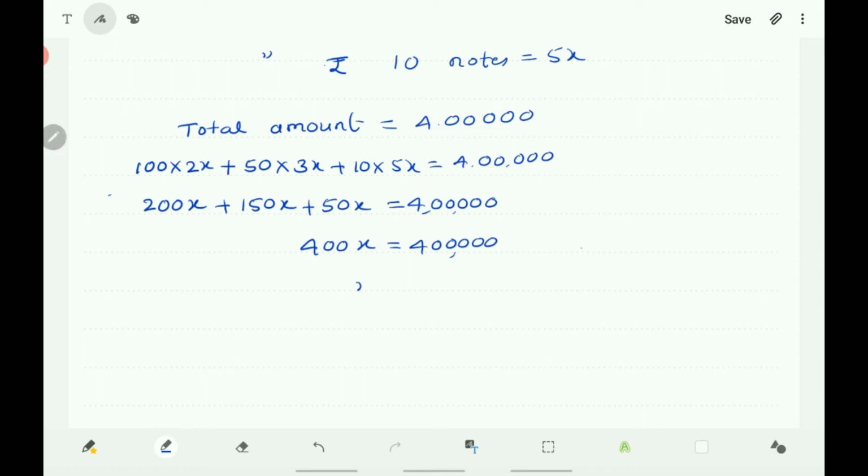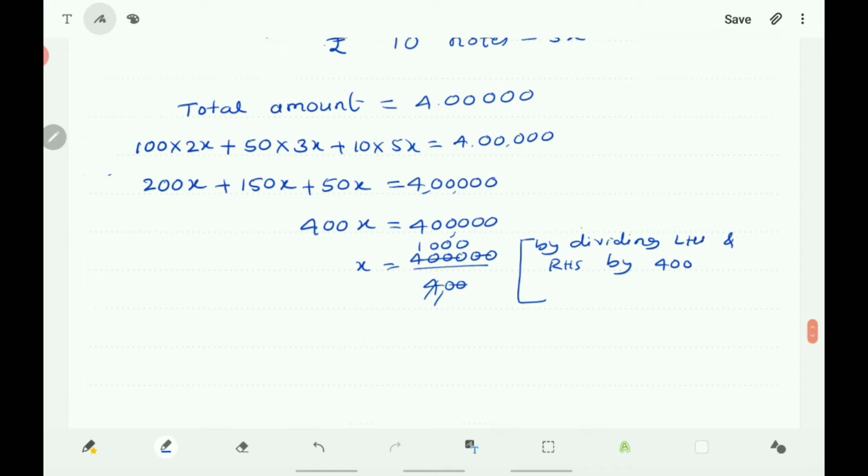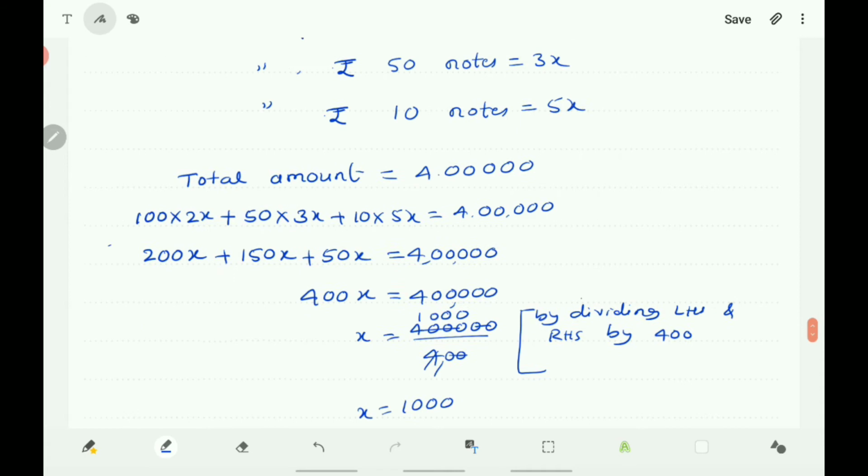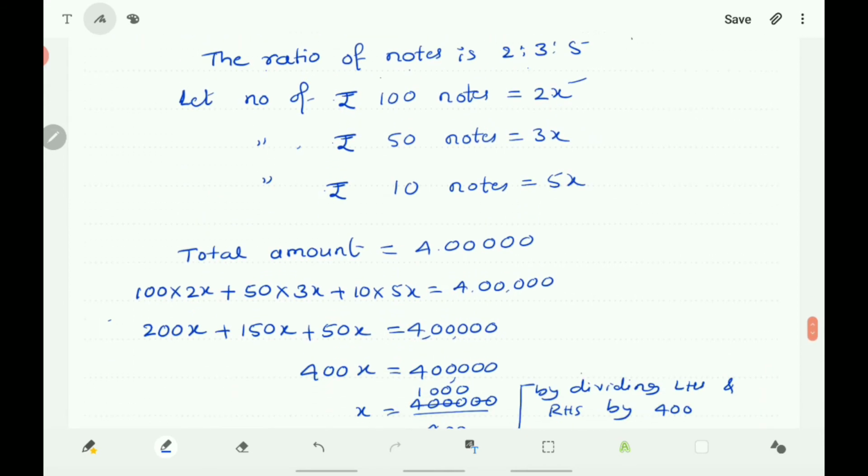So it becomes x equals 4 lakh by 400. That is nothing but dividing LHS and RHS by 400. And here this 2 cancels, 4 ones are 1 and you get 3 zeros. Here x equals 1000 you got. So what is the value of x? You got the value of x is 1000.